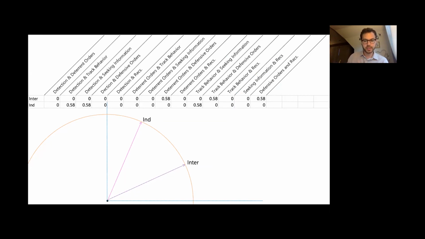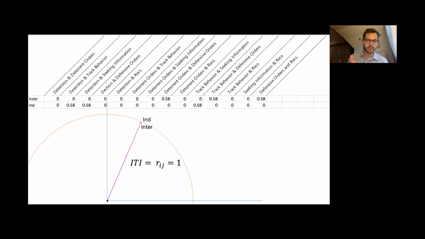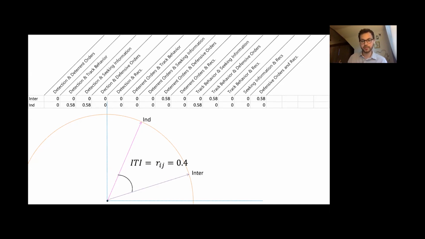And now what we want to do is see how different these are, right? So what we can do is calculate the correlation between them, or the cosine of the angle between them. It's the same thing. And this is what I'm calling the ITI, or the Interdependence Index. So since it's a correlation measure, if it equals 1, this means that these models are very similar. But the farther it gets away from 1, it means they're very different, and that there's an impact of interdependence there.